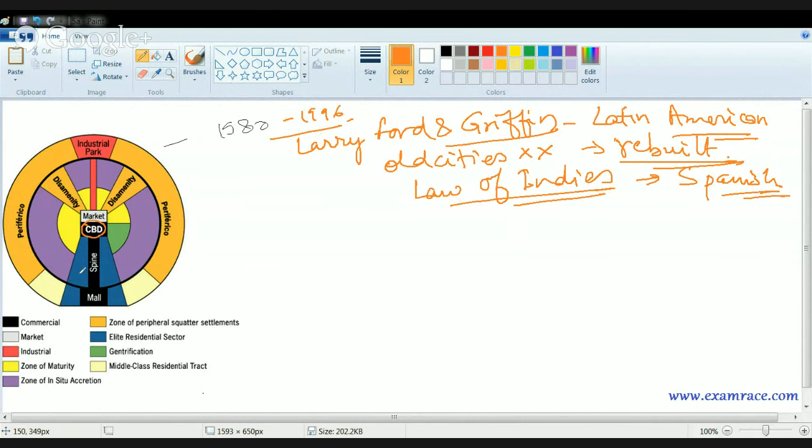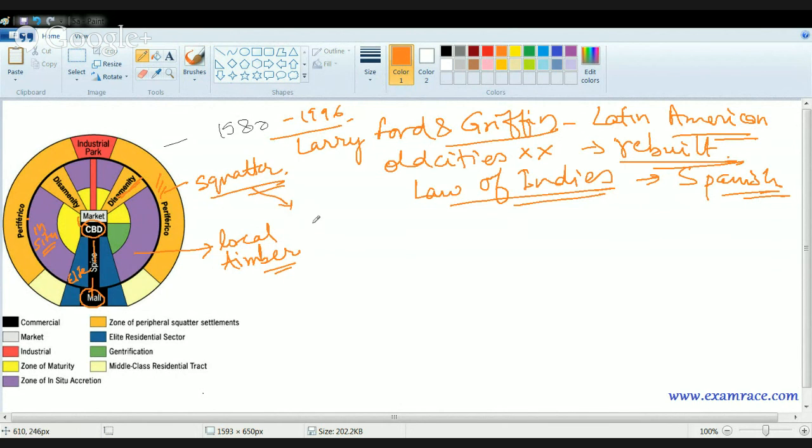You have the CBD in the center. Near the central business district, you have the market. There is a spine that connects the central business district to the mall. Then you have the elite corridor. You have the zone of in situ accretion, which is the region that fulfills the local timber and mud demand. Then you have the squatter settlements, the slums that disseminate into the CBD. So this is the zone of dissemination, where they are moving into the CBD.